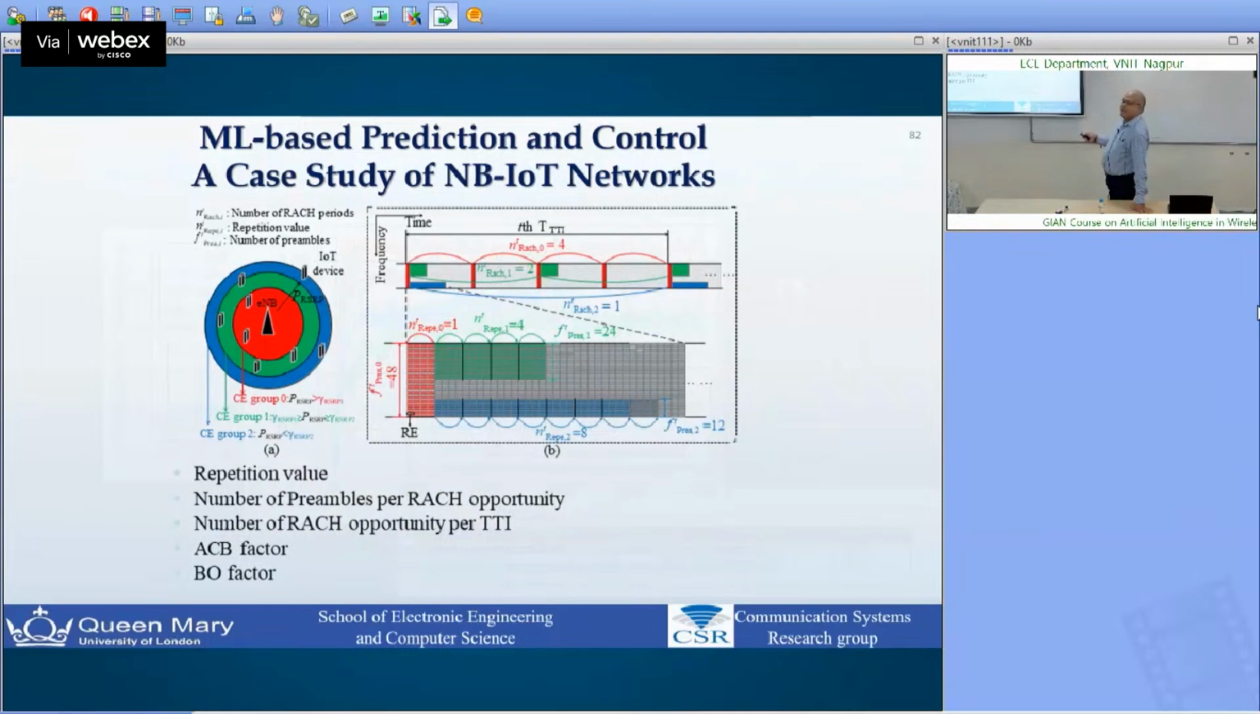That is narrowband IoT. So today I haven't considered narrowband IoT. Just random access. In any wireless communication system, whether it is Wi-Fi, 5G New Radio, or LTE, any device establishes the connection using a preamble.